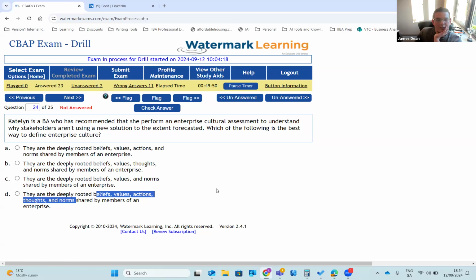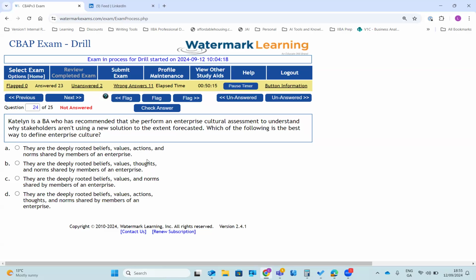I don't think thoughts is one of them. Okay, so we can eliminate B and D. I just doubt between A and C. I don't know. Norms, actions. Maybe C, but I don't know. We have actions in A, and we don't have actions in C. That's the only difference. Is it actions or thoughts? I think thoughts are the triggers for actions, so I like thoughts better.